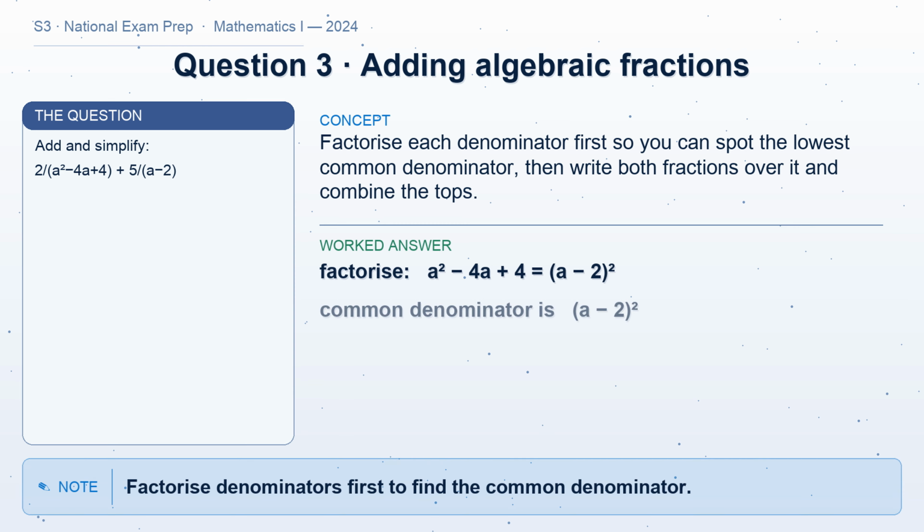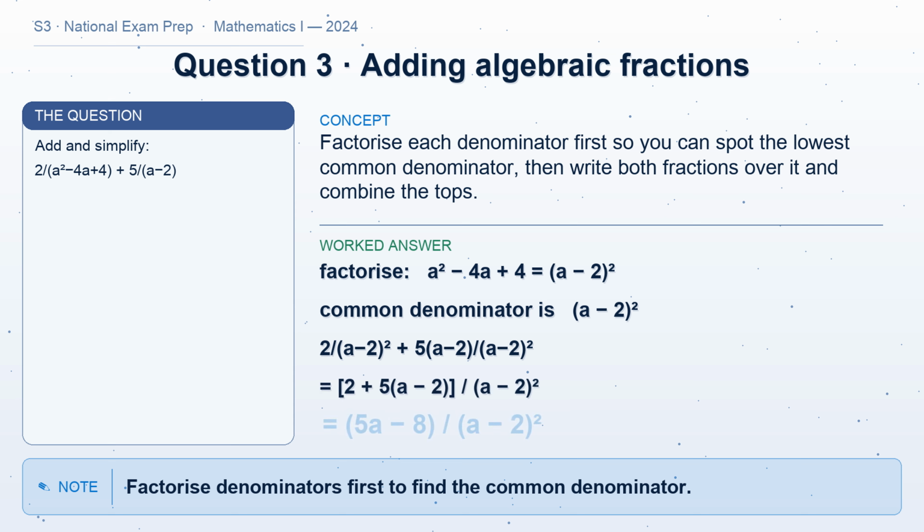The first fraction already has that denominator. For the second, multiply top and bottom by a minus 2, giving 5 times a minus 2 over a minus 2 squared. Now add the tops over the common denominator. 2 plus 5 times a minus 2. Expanding, that is 2 plus 5a minus 10, which simplifies to 5a minus 8. So the answer is 5a minus 8 over a minus 2 squared.